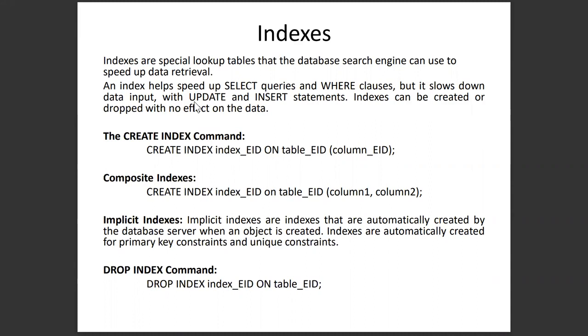The database behind the scenes creates an implicit index on that primary key, and whenever you are querying something using the primary key, the data retrieval operation becomes faster because of these implicit indexes, which are created by the database automatically when you mark a column as a primary key or a unique key. And then you can simply drop an index by using the DROP INDEX command, like DROP INDEX index name ON table name.